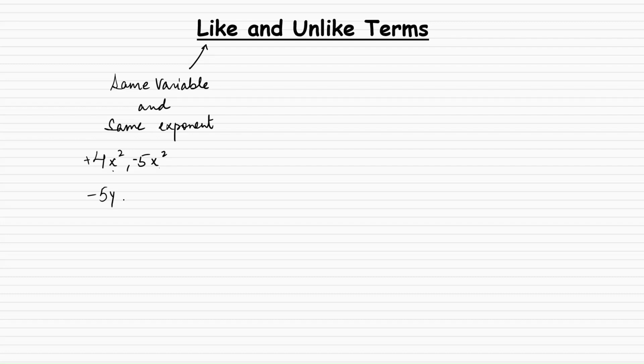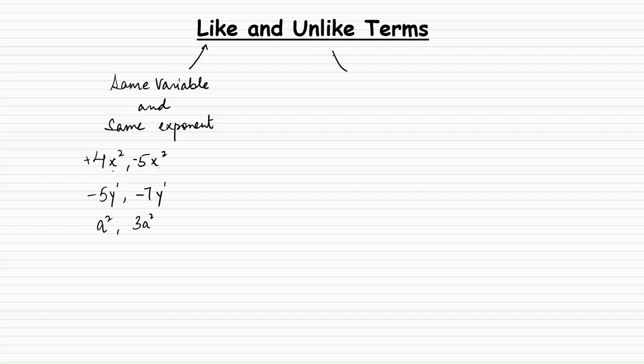Negative 5y, negative 7y. Negative 5, negative 7, it's okay. They can be different. But y and y with the exponent 1 is same. So, they are like terms. A square, 3a square. Again, like terms. The variable and the exponent part is exactly same.